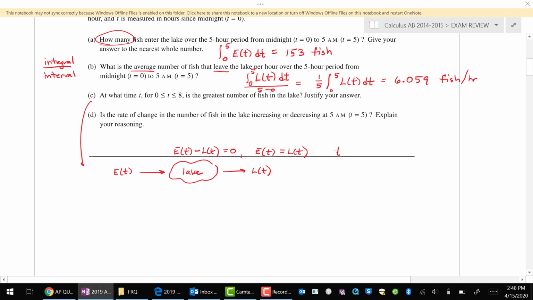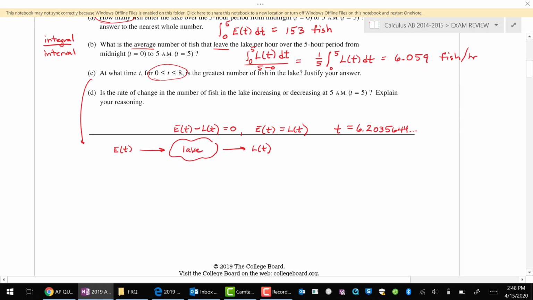And we'll have a value of t equals 6.2035644. Now, when we go to compare values, don't forget that in a closed interval, we want to actually use the endpoints as part of our analysis. We want to test those endpoints.